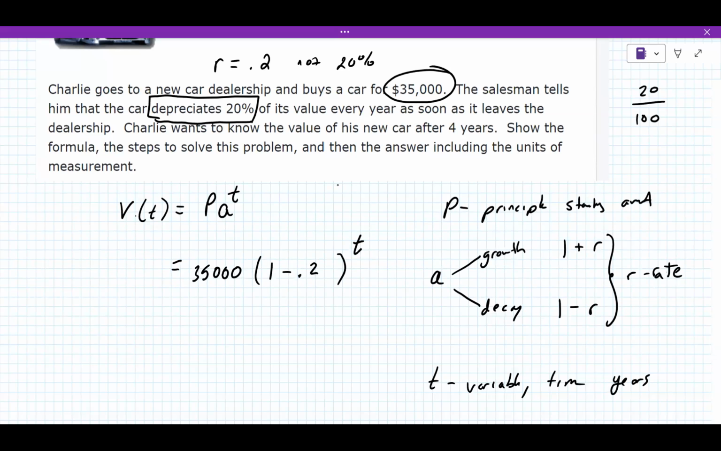T is the variable. Okay, so it says show the formula. We've done that. That's like part A. Part B is to show the steps to solve this problem. We're interested in the value of the car after 4 years. So that's V of 4.